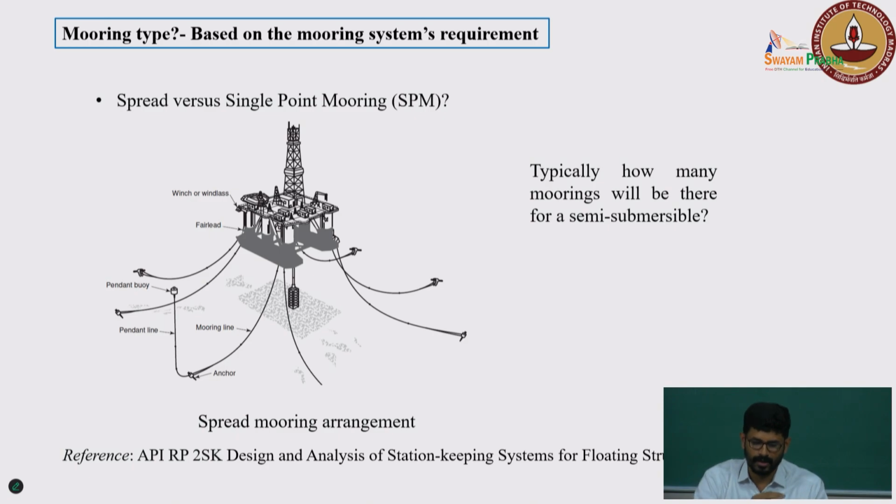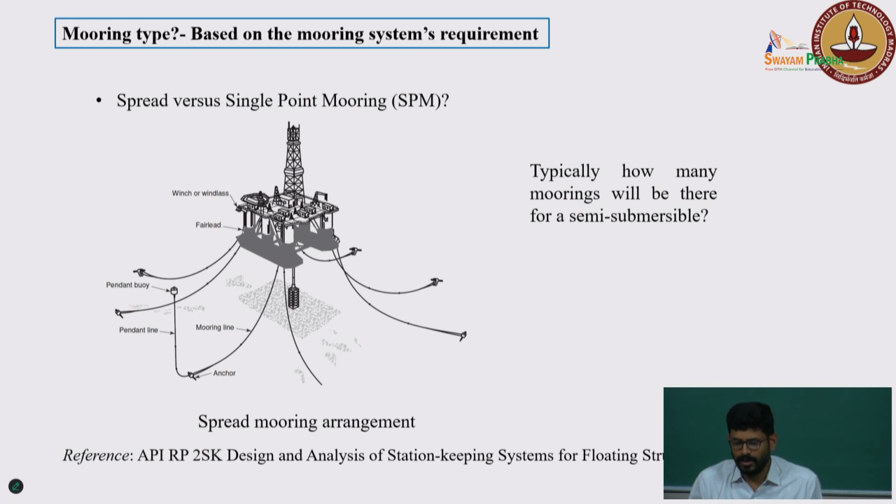So now we will quickly see what the different types are, why different types are there, and on what basis you choose them, right? So spread versus single point mooring. Spread mooring is generally for permanent, and when we say permanent, nothing is permanent basically, correct? So a 20 to 25 years service life, that's what we call a permanent activity.